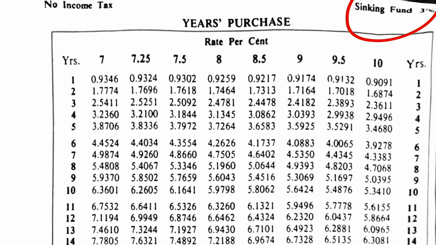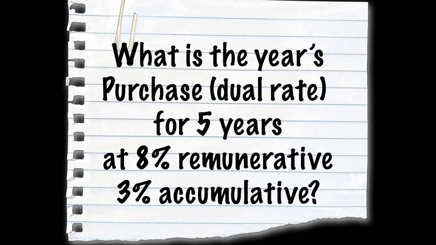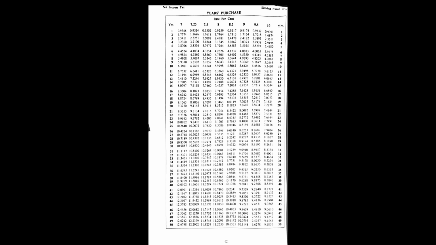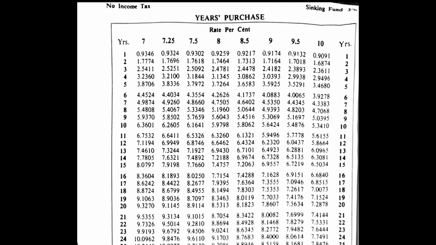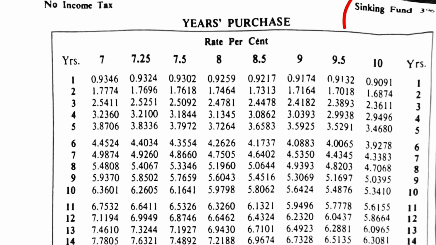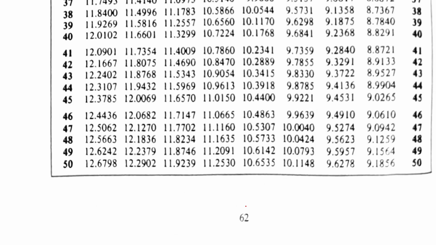And as you can see here, it will run from between 2.5 to 4%. So that means that there's a fixed table for 2.5%, there's a fixed table for 3%, there's a fixed table for 3.5%, there's a fixed table for 4%. So our question now says that our rates are 8% and 3%. So that means that what we're going to look for is the table that has the fixed sinking fund rate for 3% at the top right corner of the page. And here we find it on page 62.